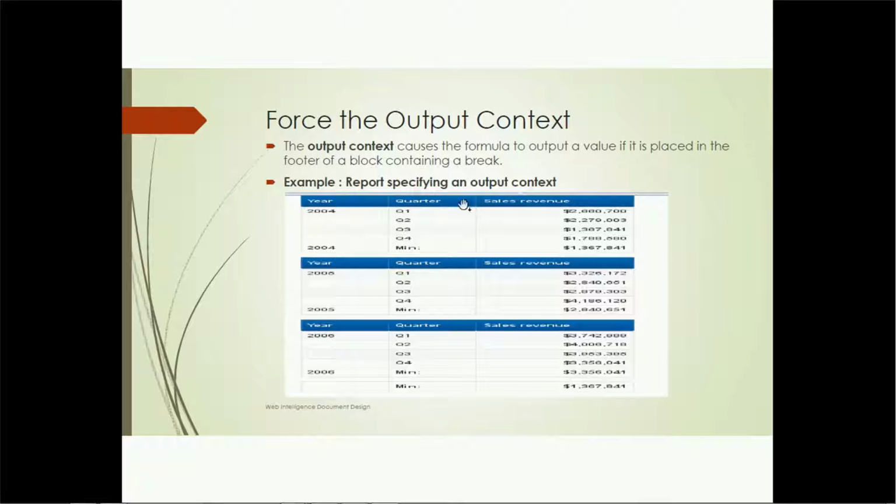Now, force the output context. How can we force it? Output context causes the formula to output a value if it is placed in the footer of a block containing a break. Suppose a break is applied. Suppose this is a report displaying year, quarter and sales revenue. It is a break on year, and it is displaying some minimum values at the end of each year.